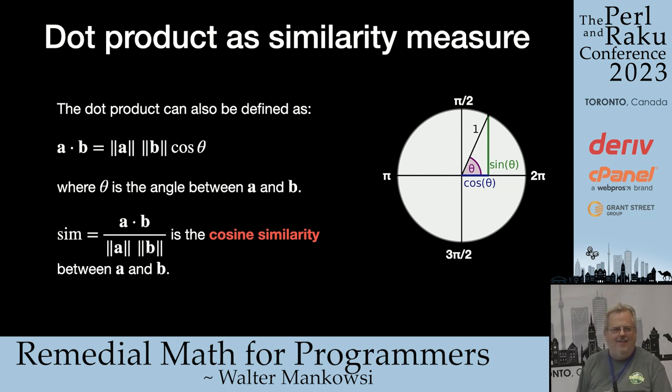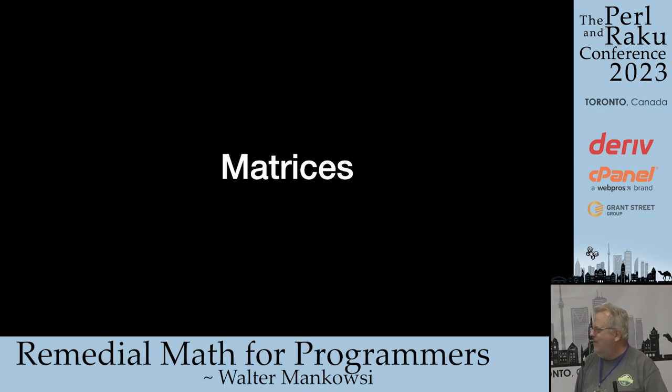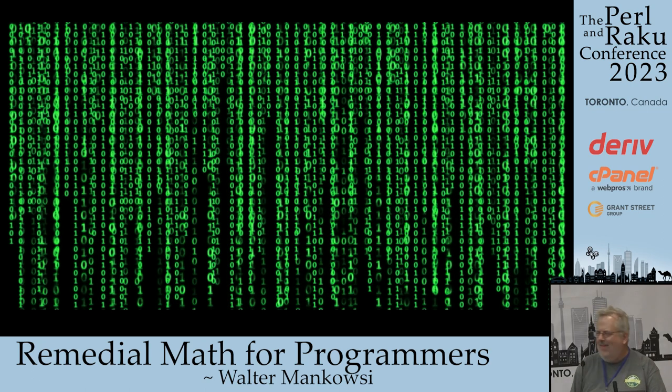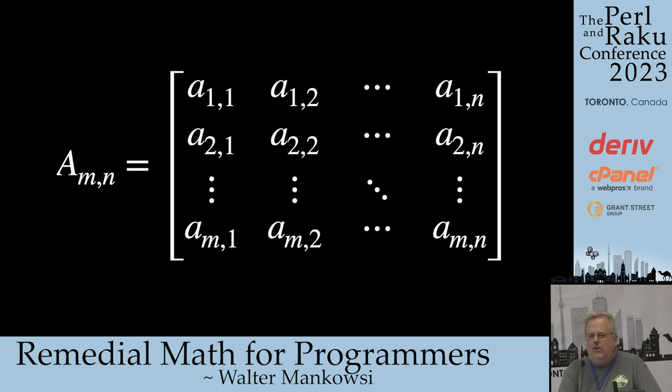Okay, so we're going to move on to the last topic here, which is matrices. We all know what matrices are, right? In math, this is a matrix. A matrix is like a two-dimensional collection of vectors, really. Vectors are a one-dimensional thing, and matrices are two-dimensional things. We think of them generally as having M rows and N columns, which is what's going on here.